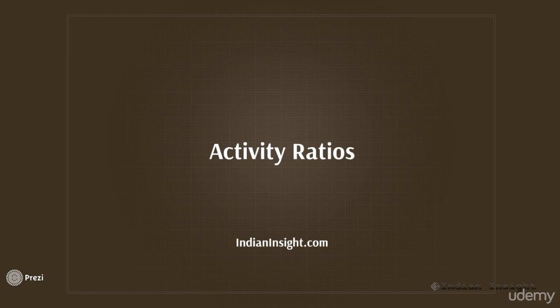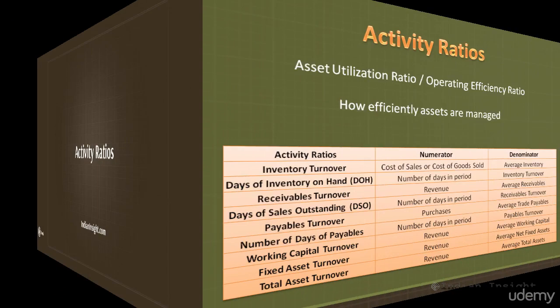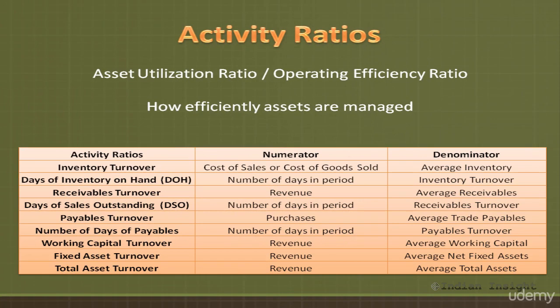Welcome back. In this video, we are going to look at activity ratios. Activity ratios are also known as asset utilization ratios or operating efficiency ratios. These ratios measure how well a company manages various activities, particularly how efficiently it manages various assets. These ratios are analyzed as indicators of ongoing operational performance, that is, how effectively assets are utilized by a company.